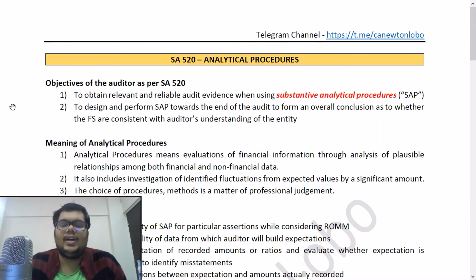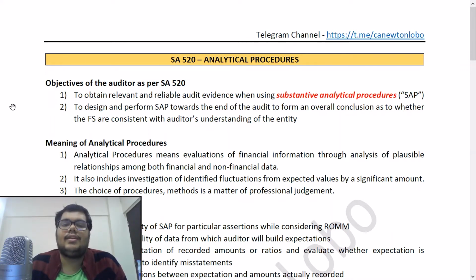Hi guys, so today we are going to be studying SA 520, which is on analytical procedures. Now, analytical procedures and tests of details are two forms of substantive procedures that we use in our audits. Now, what are substantive procedures? First of all, substantive procedures are used to audit the numbers that appear in the financial statements.